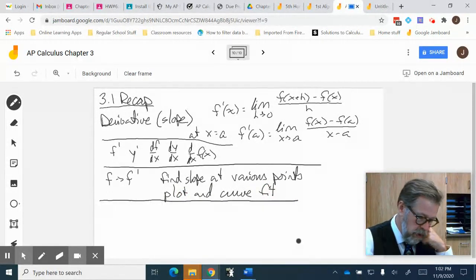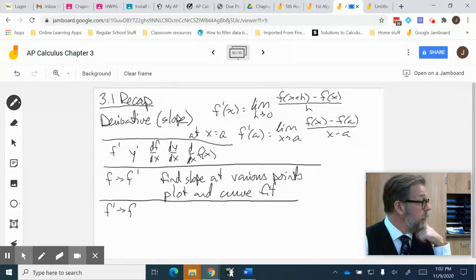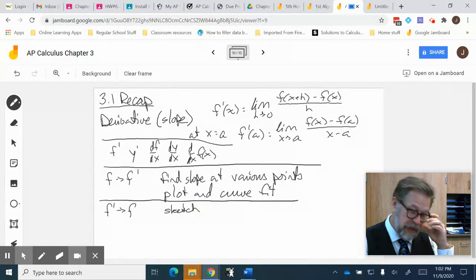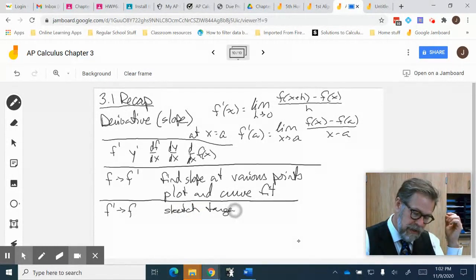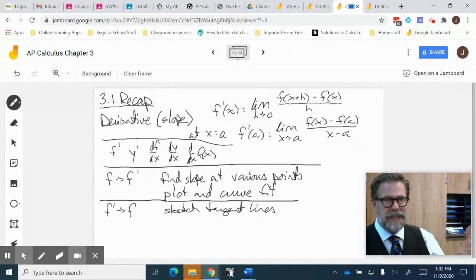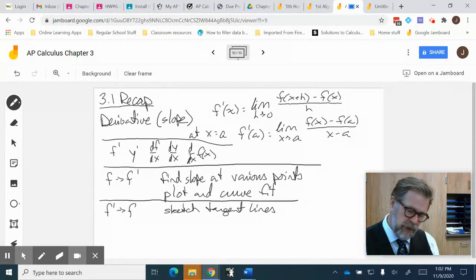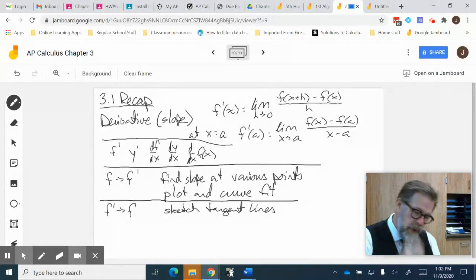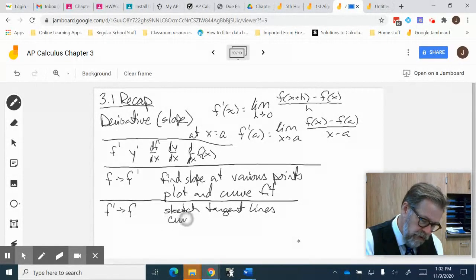What about if we're given the derivative graph? We just sketch tangent lines. If we know that the derivative is equal to 6, we draw a tangent line with a slope of 6. Then we move over and it's equal to 2. We draw a tangent line with a slope of 2. And we just keep doing that until we get all these tangent lines. And then we just curve fit over the tangent lines at each point.